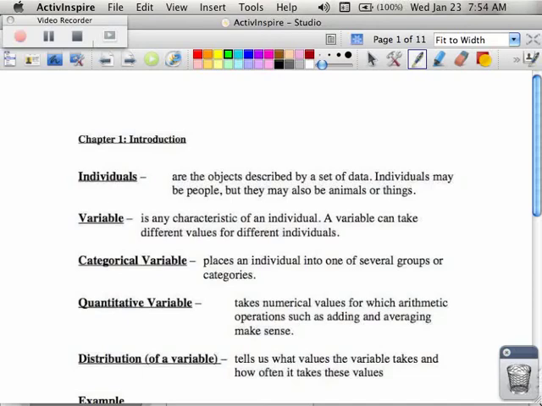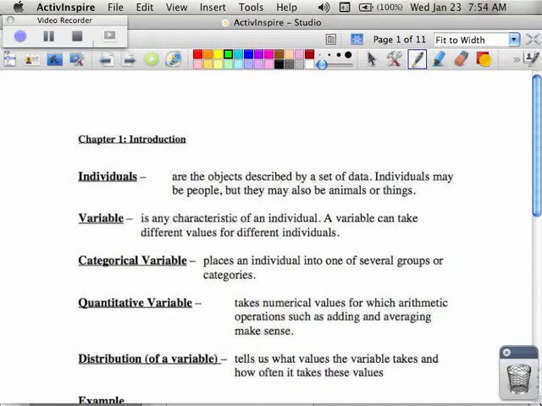The first thing you need to know is in this class there's going to be a lot of vocabulary, and most of this vocabulary is written on your sheet so that you don't necessarily have to know what's going on. Individuals are the objects described by a set of data. Individuals may be people, but they might be things as well. A variable in statistics is any characteristic of an individual, and a variable can take different values for different individuals.